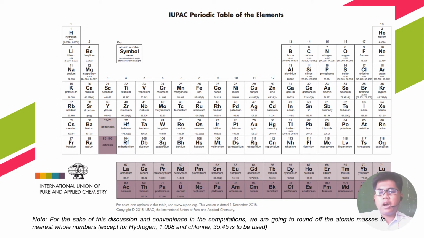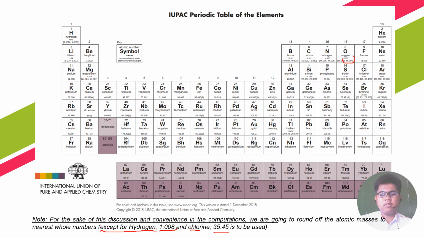So for example, we have oxygen. As you can see in the periodic table, we have 15.999. So when we round it up, we will have 16. So whole number po yung gagamitin natin for atomic masses of the elements na involved sa ating problem. Except, I made an exception for hydrogen, gagamitin po natin yung 1.008, and for chlorine, which is 35.45. Kasi pag ni-round up natin siya or ni-round down natin siya, medyo malaki yung mawawala sa kanya. Okay? So, I hope we are clear with this.